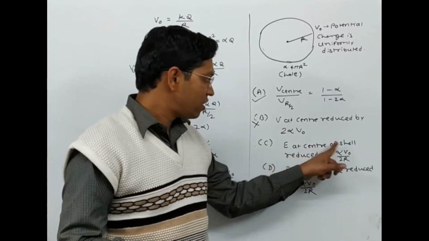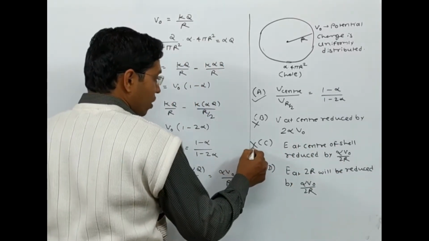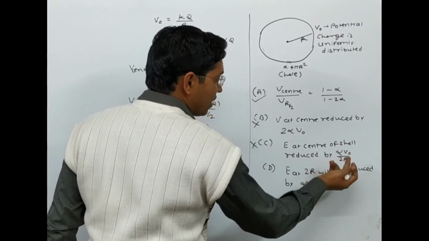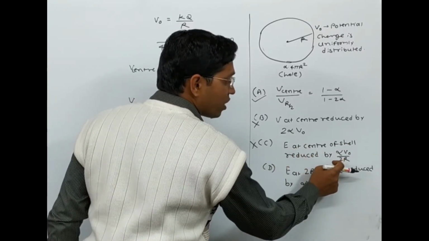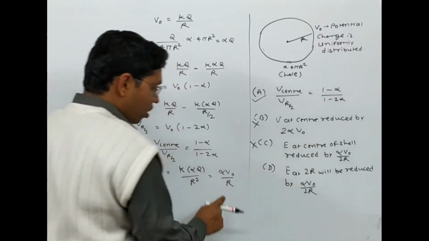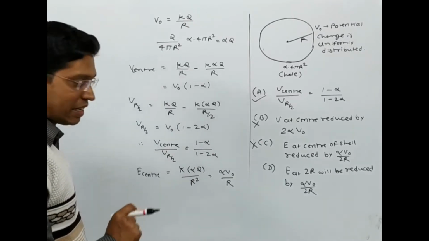Here it is said that E at the center of the shell is reduced, which is definitely wrong, and also it is not reduced by alpha V0 by 2r. At least if it had said that E at the center of the shell increased by alpha V0 by 2r, then it would have become a sensible statement, even though that answer would be wrong, because alpha V0 by r is the increase in the field at the center.